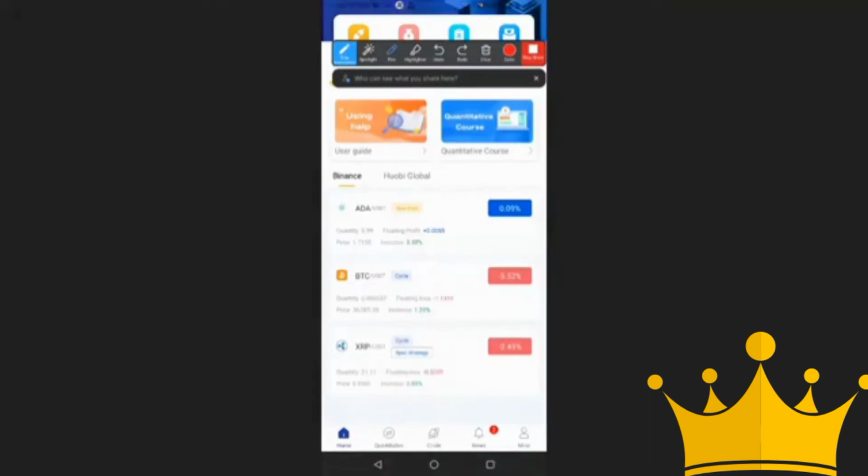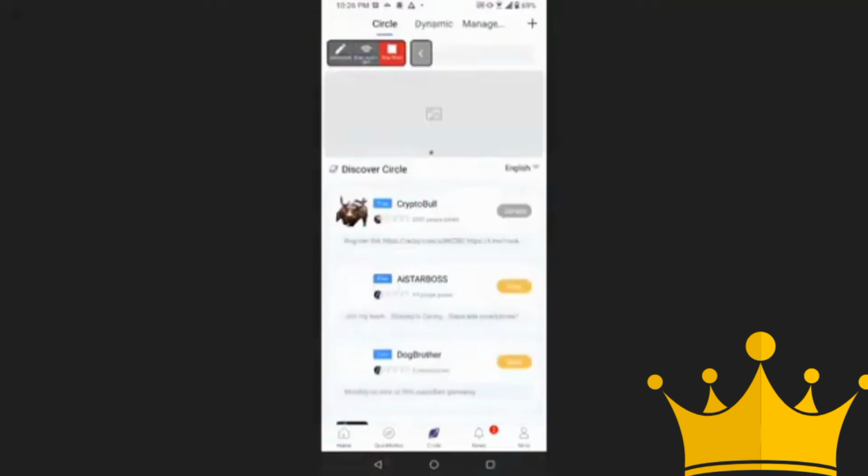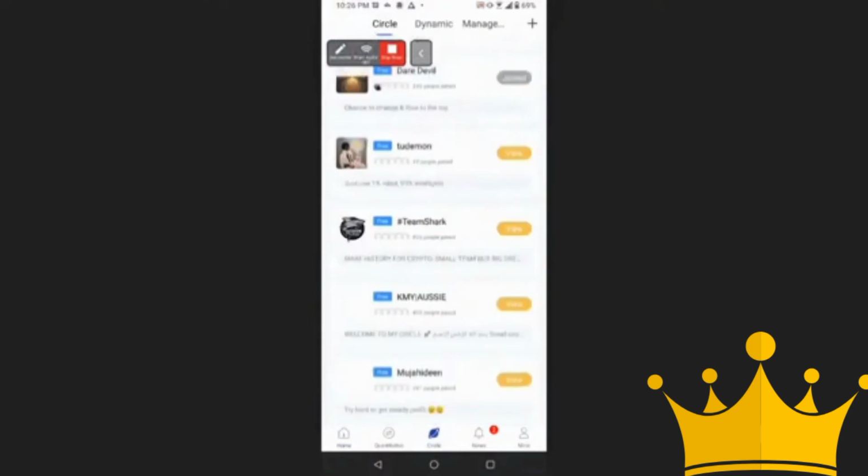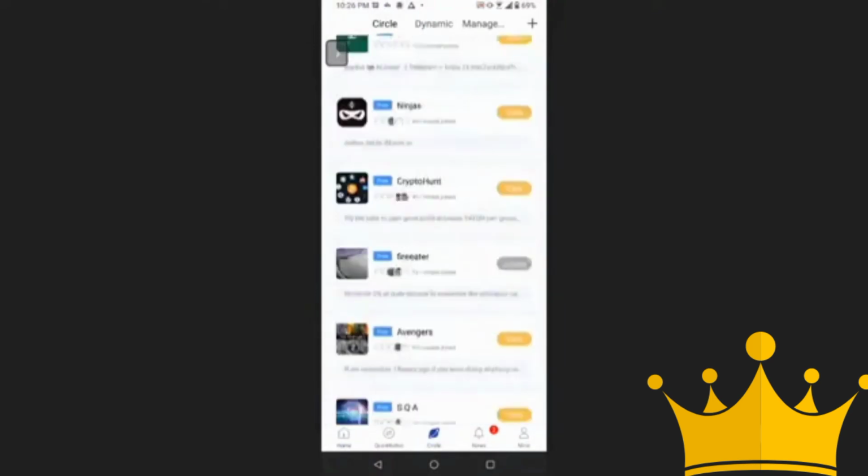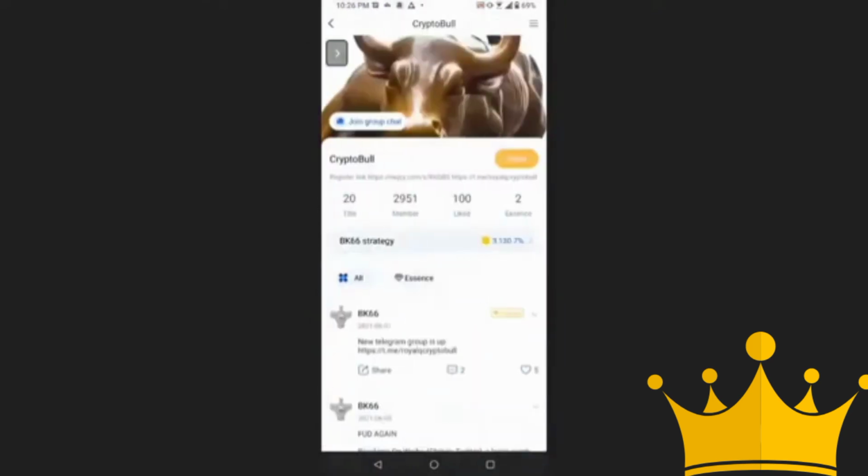Circle. Circle is going to be very fast because it's copy trade. When you click on Circle, guys, you can see there are many traders over here. I'm going to pick one or two traders just to show you. The first one we click is Crypto Bull. This person has traded and made 3,000%.